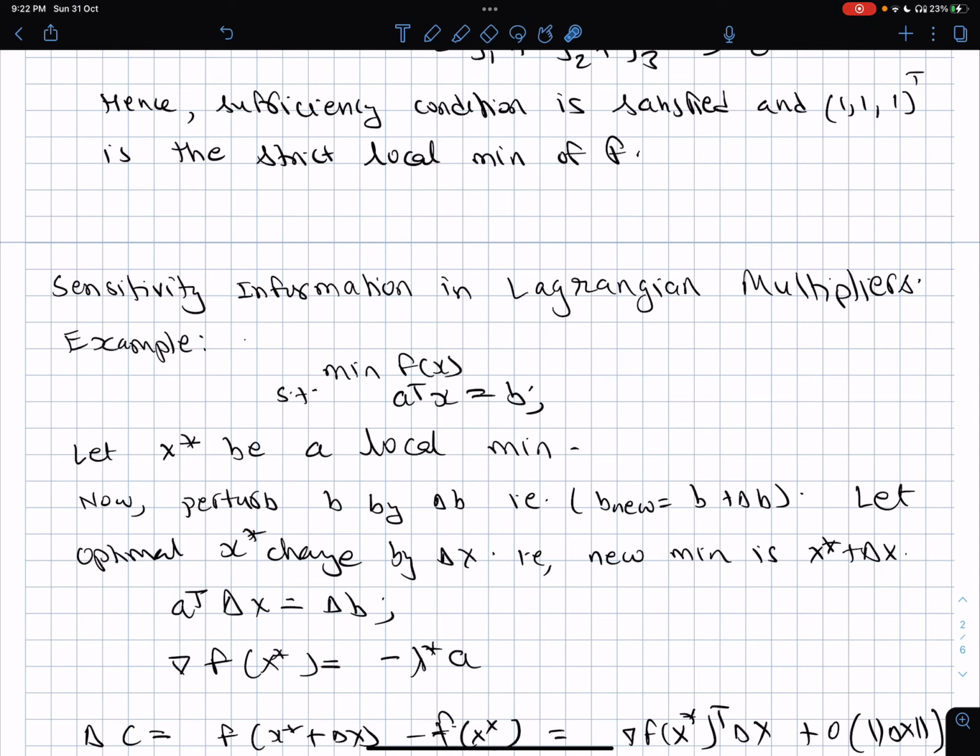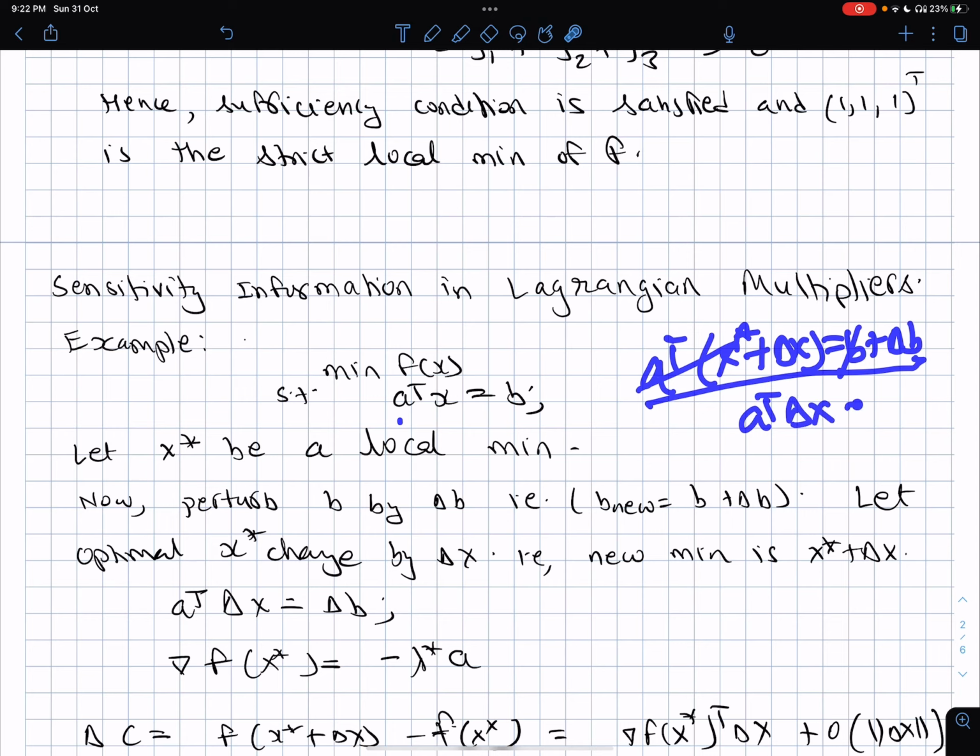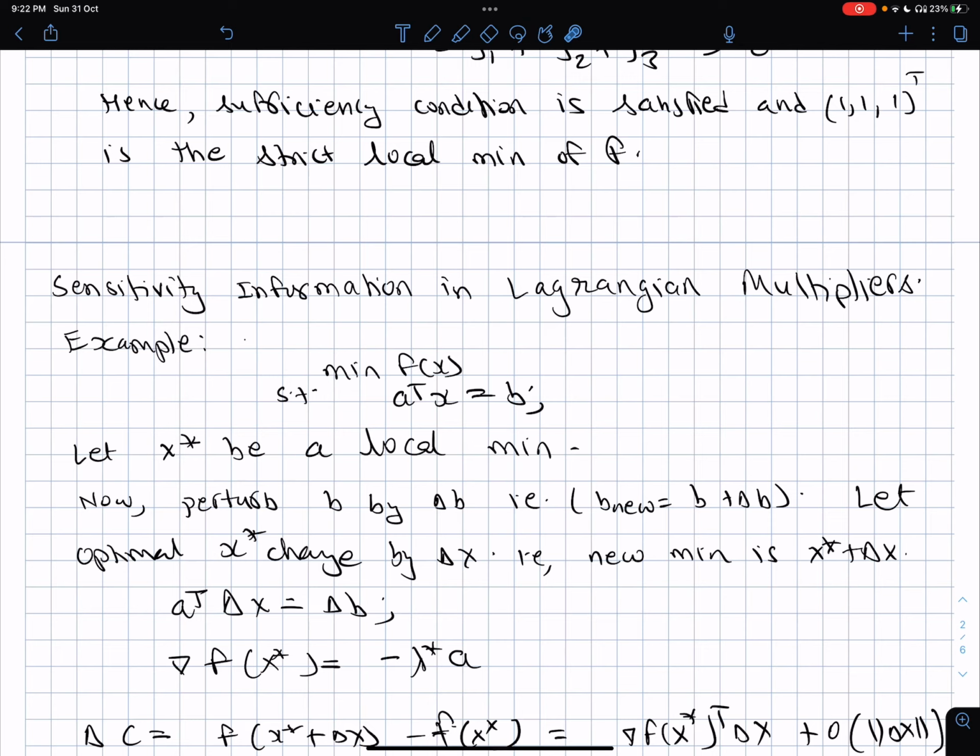So first of all, what is it? A transpose x star plus delta x is equal to b plus delta b. But because A transpose x star is equal to b, you get A transpose delta x equal to delta b. That's what I have written here. Now the second thing is you will write the Lagrangian function as f of x plus lambda.